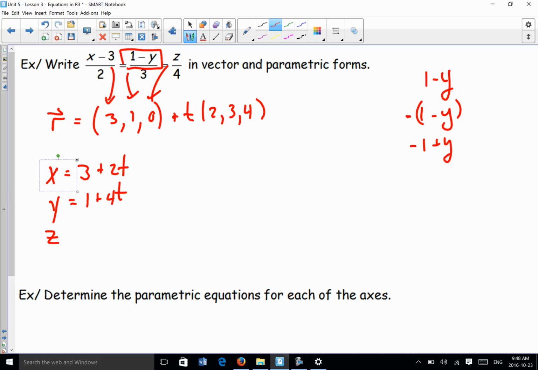Oops, sorry, not 4t. Hang on, that's the right one. That's a 3t there. y equals 1 plus 3t, z equals 0 plus 4t, or in other words, just 4t. Here are your parametric forms.